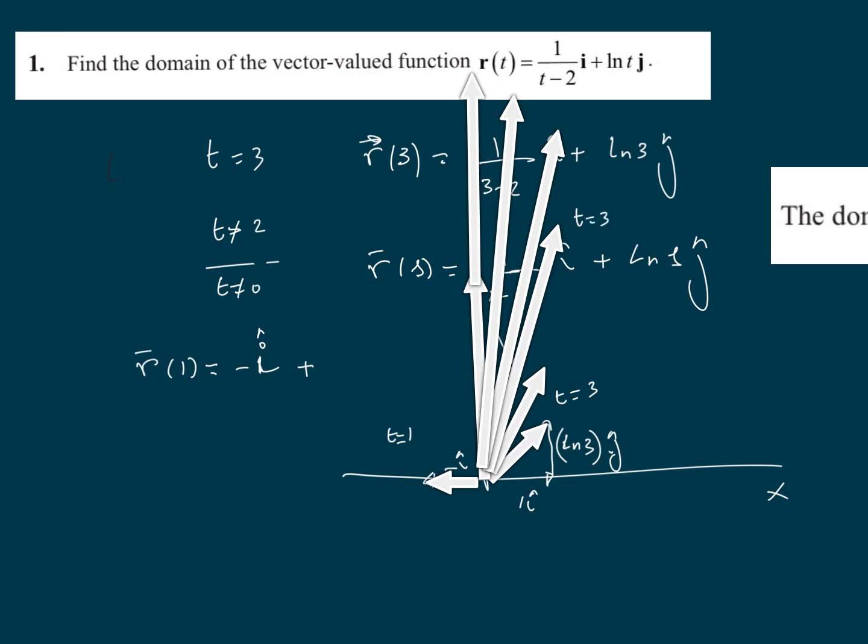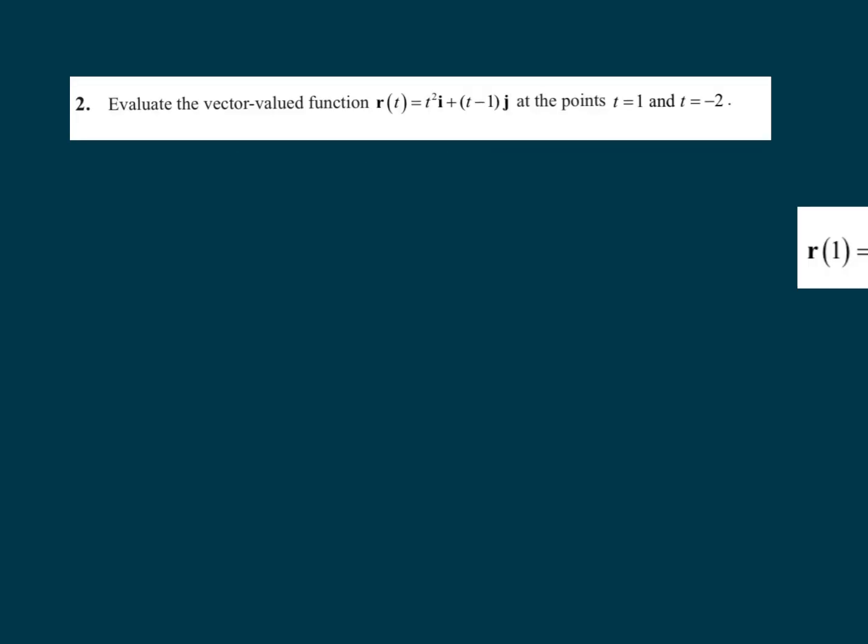Okay, so the problem to find the domain is clear. The domain has to be different than 2, different than 0. Let's go to the next problem. Now we have to evaluate the vector value function at certain times, t equal 1 and t equal minus 2. What is the domain? The domain of this vector value function is all t.